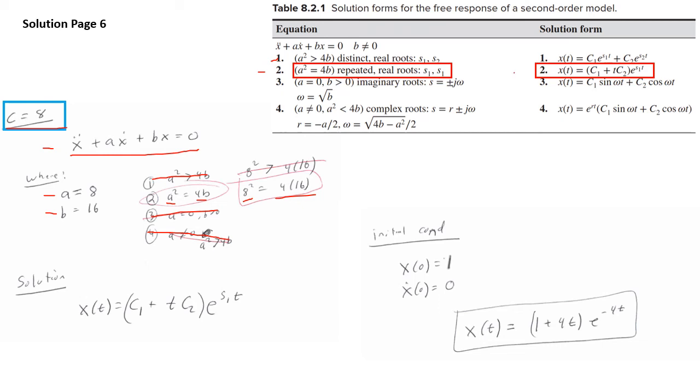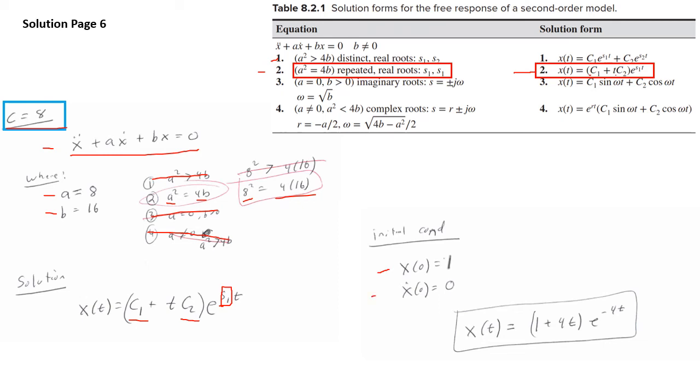Our general solution form is x of t is equal to c1 plus c2 times t, times e to the s1 t. If we need our s1, we can go back through our roots equation and plug that in for our s1 value, based off that quadratic equation we solved at the beginning of this problem. So that's how we solve for our s1. As far as our c1 and c2, we can solve those the same way based off of our initial conditions.